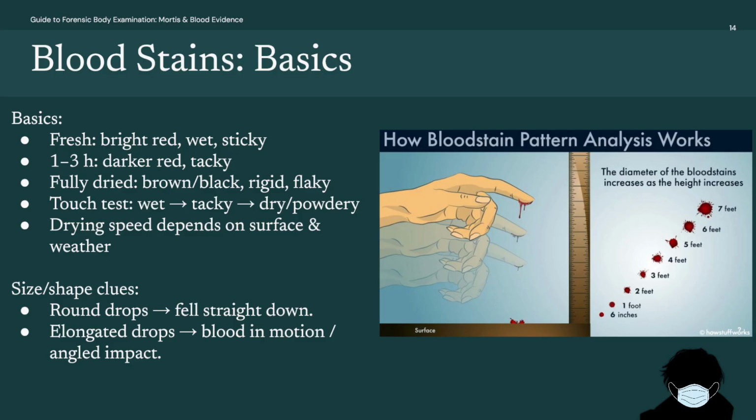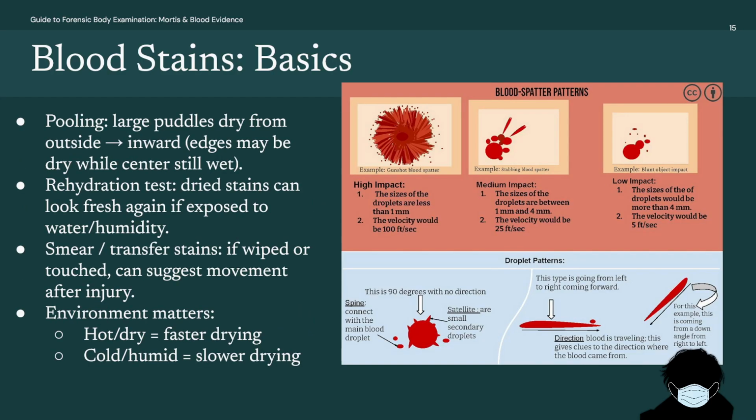There's size, shape, and clues regarding bloodstains. In round drops, it fell straight down. In elongated drops, it is blood in motion, so it has an angled impact. In pooling, there are large puddles that dry from the outside and then inward; edges may be dry while the center is still wet. Rehydration test: dried stains can look fresh again if exposed to water or humidity. And then the environment matters in regards to the bloodstain. It has faster drying in hot environments and slower drying in cold environments.